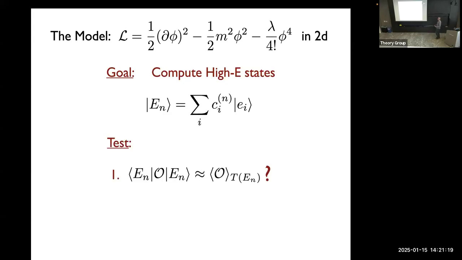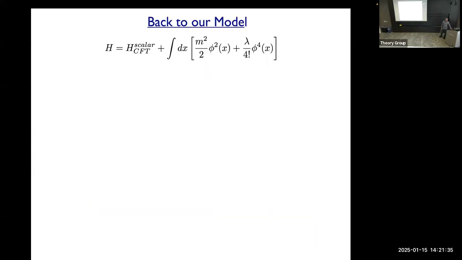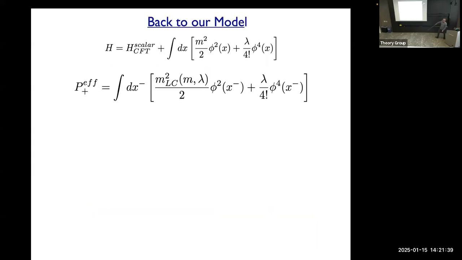And we're going to ask, is it the case that the expectation value of a local operator in this high energy state is approximately given by some emergent temperature? And then we're going to try to understand the predictions of chaos. For example, does random matrix theory play a role? So we're going to do it again in our model, where we take this original model and now model it with this effective light cone Hamiltonian.